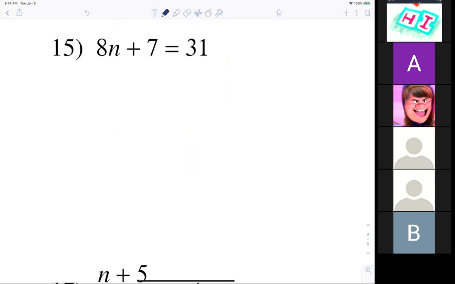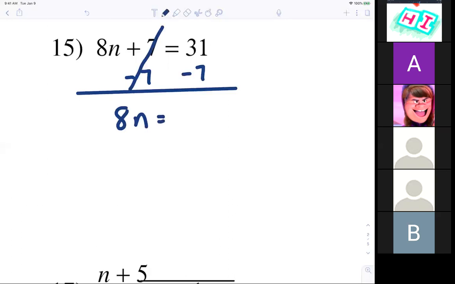All right, let's take a look here. Now I'm going to let you guys lead me. What's the first step here? Subtract 7. Thank you very much. Easy as that. These cancel. So 8n equals what? 24. Thank you. Now what? You divide by 8. Look how easy this is. Now you're just learning to work backwards. Any questions?